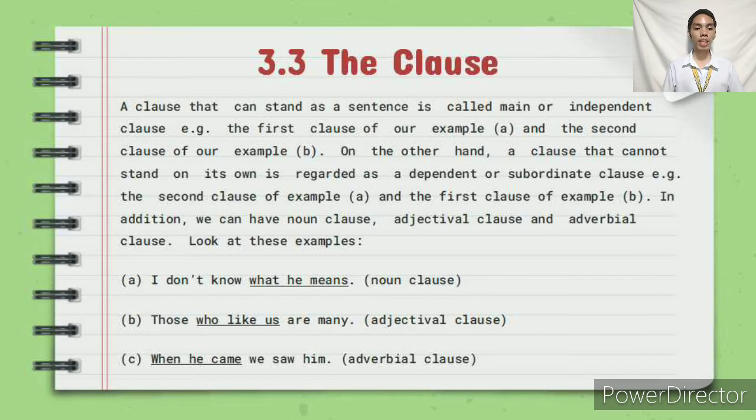In addition, we can have noun clause, adjectival clause, and adverbial clause. So here are the examples of these clauses. I don't know what he means. What he means is the noun clause here. Those who like us are many. So who like us here is the adjectival clause. When he came, we saw him. Okay, when he came is the adverbial clause in this sentence.